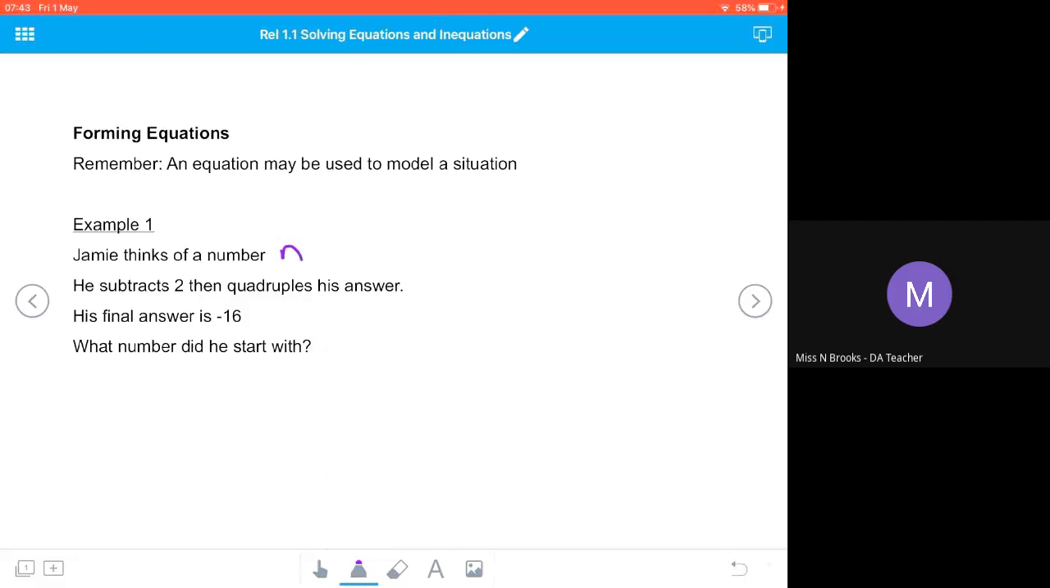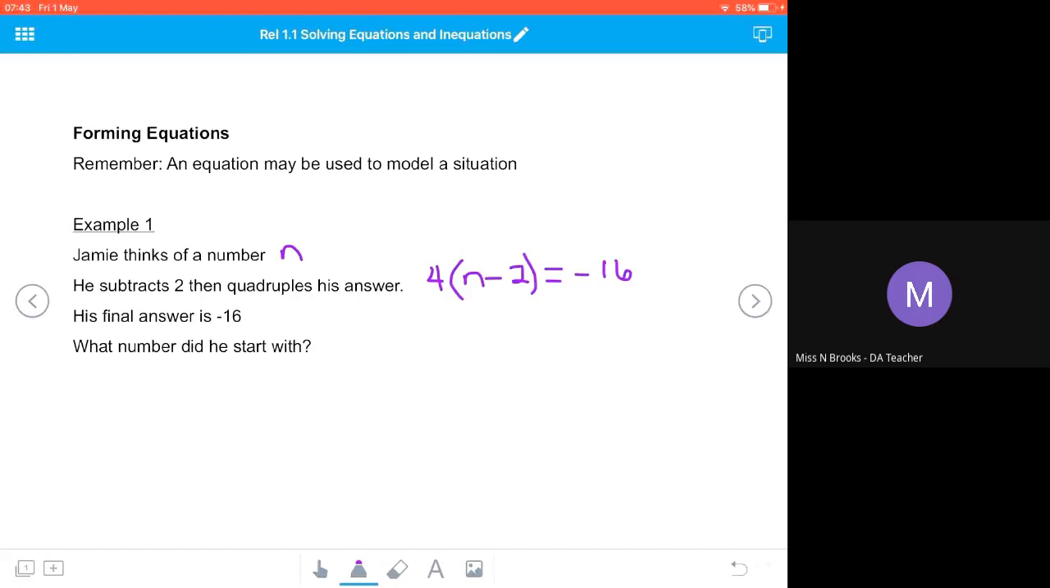So he subtracts 2, so we've now got N minus 2, and quadruples his answer. So quadruple means multiplies by 4. But he subtracted that 2 first, so we're going to put that into a bracket, and we're going to put that quadrupling, the 4, in front. And then it says his final answer is -16, so we're going to equate that to -16. So you can see we've now formed our equation.